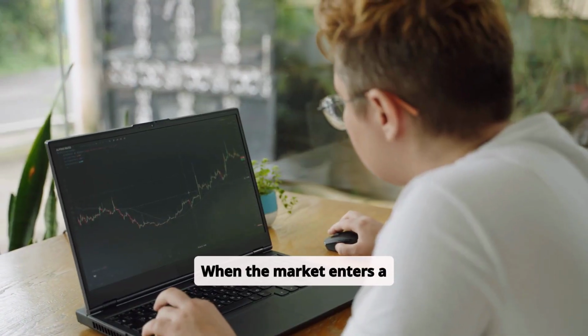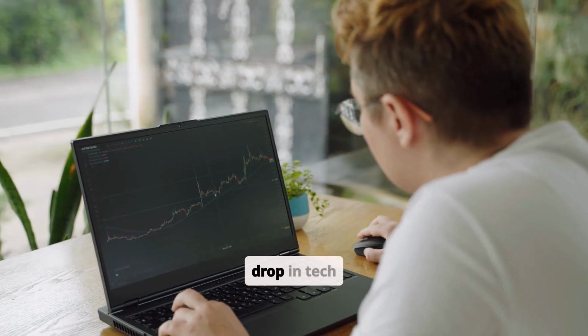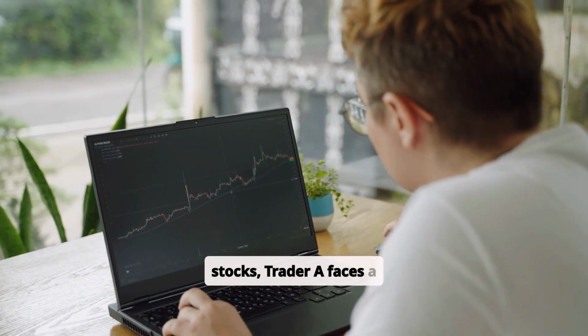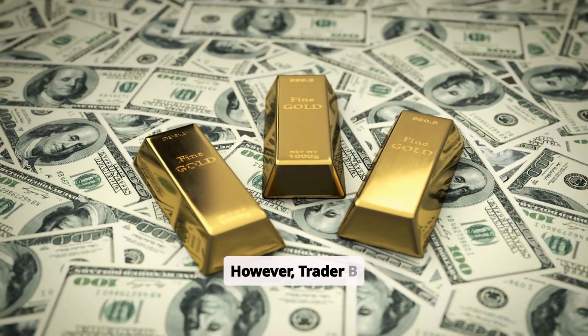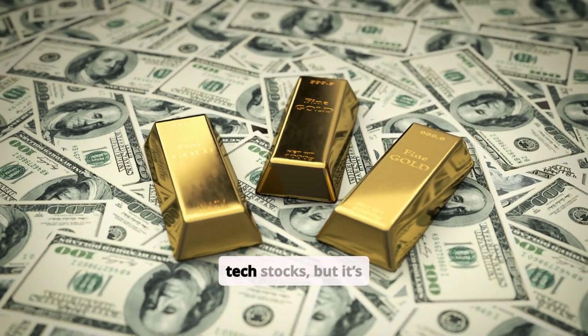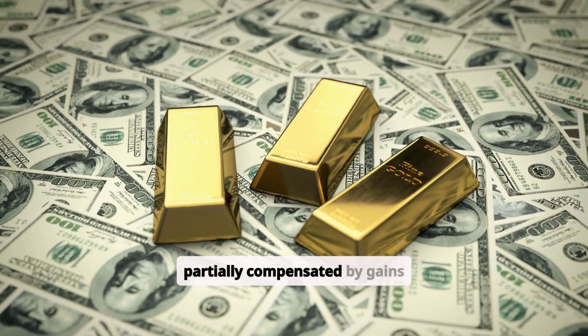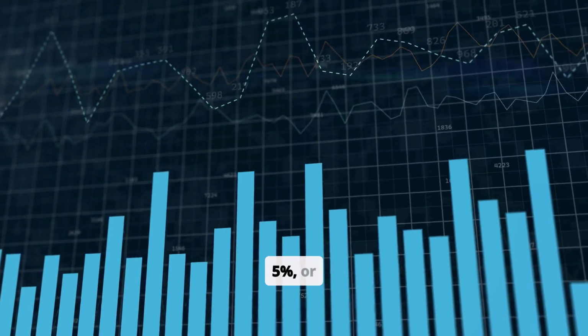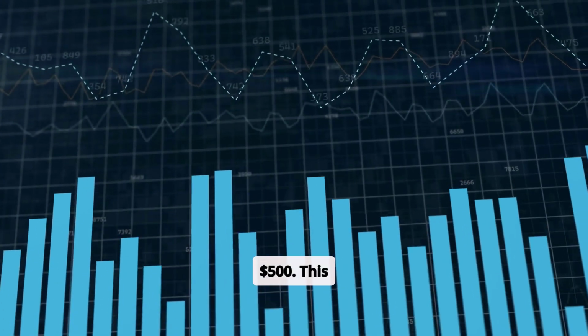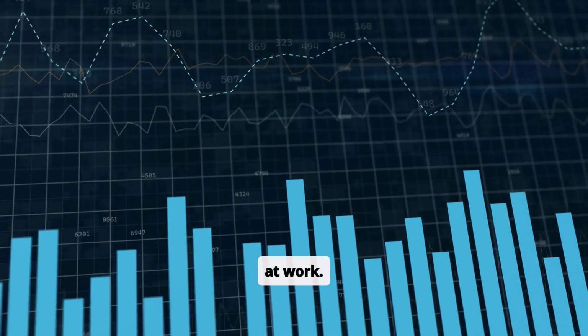When the market enters a downturn, causing a 15% drop in tech stocks, Trader A faces a $1,500 loss all at once. However, Trader B experiences a smaller loss in tech stocks, but it's partially compensated by gains in bonds and gold, leaving their overall loss at only 5% or $500. This is the power of diversification at work.